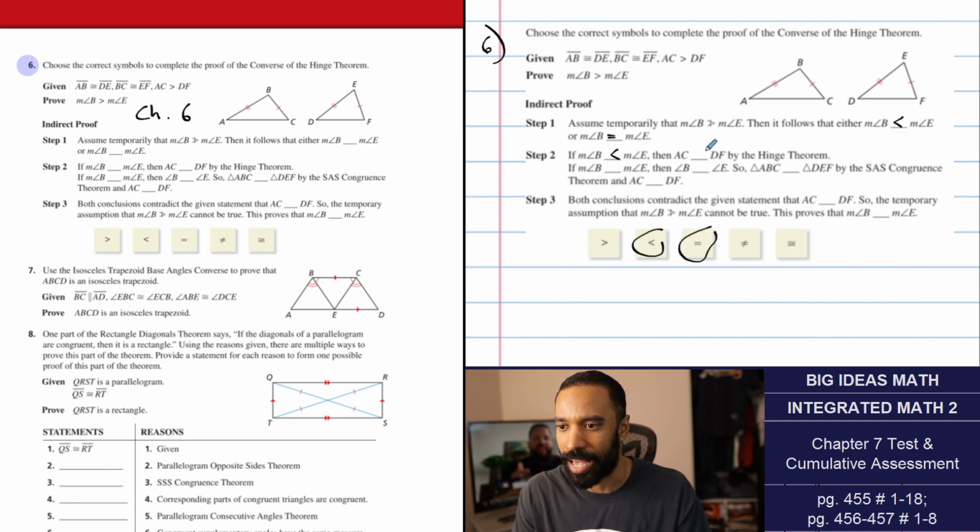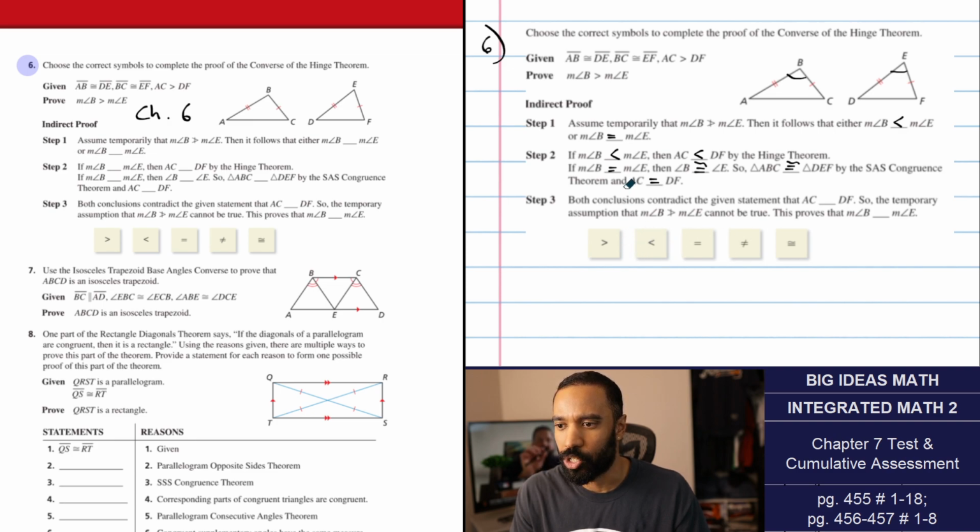If measure of angle B is less than measure of angle E, then AC would be less than DF by the hinge theorem, which would be true. If measure of angle B was equal to measure of angle E, then angle B would be congruent to angle E. So therefore, by the side angle side congruence theorem, these two triangles would be congruent to each other, and therefore the length of AC would have been equal to the length of DF.